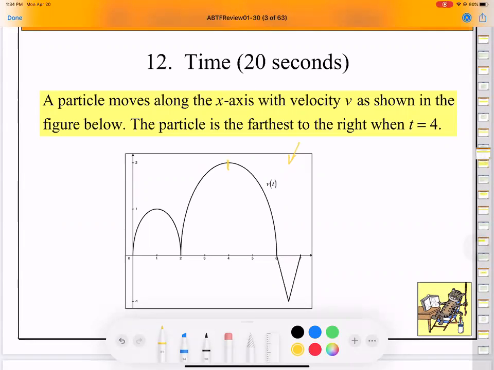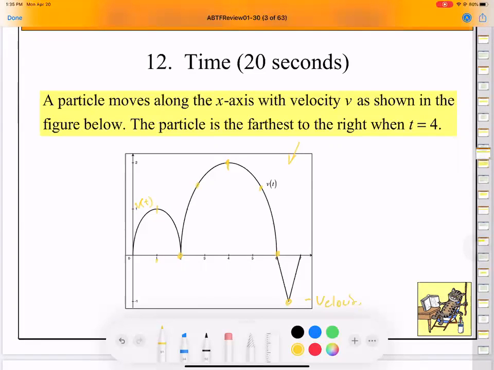So given the whole graph, let me ask you a question. If this is my velocity, at x equal to 1, I'm heading at a positive speed. At 2, I've stopped, my velocity is 0. At 3, it's positive. At 4, it's a positive velocity. At 5, it's a positive velocity. At 6, it's 0. But at 6.5, that's a negative velocity.